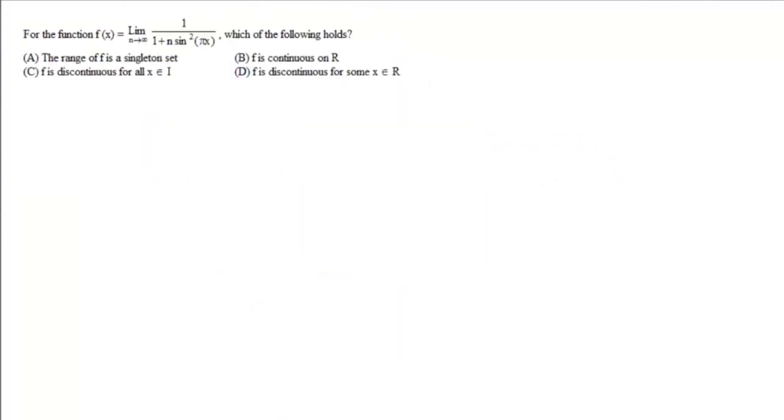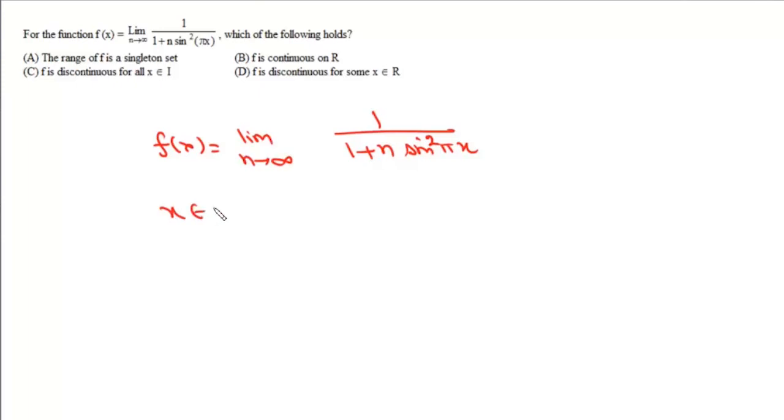Now we are given this function f(x), which is defined in terms of this limit n tends to infinite 1 upon 1 plus n into sine square pi x. Now we know that sine n pi is 0. So if x is an integer, then in that case sine pi x will be 0, and for all such cases value of f(x) will be 1.